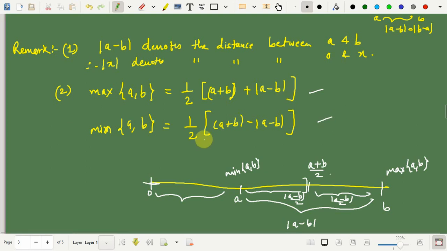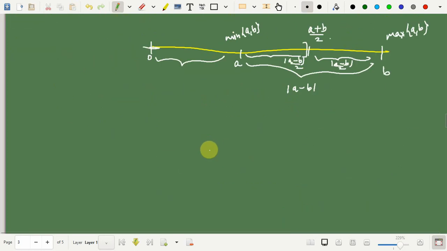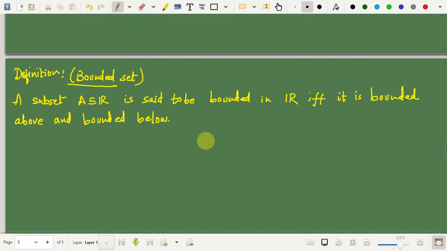Now, we define the bounded set and we generalize this in terms of the absolute property, absolute value.